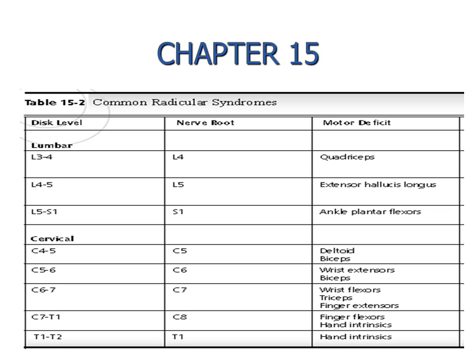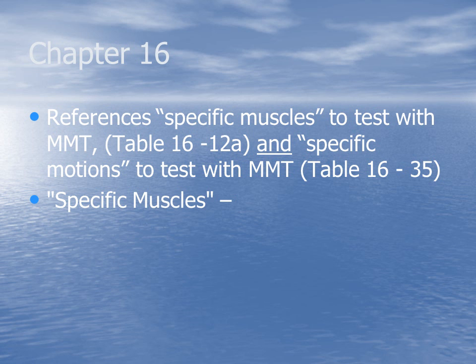And these are specific muscles that we're required to be able to isolate and to be able to test accurately for determining permanent impairment in Chapter 15. In Chapter 16, it references specific muscles in Table 16.12a, and it requires that we test specific motions in Table 16-35. So let's review these tables here briefly.